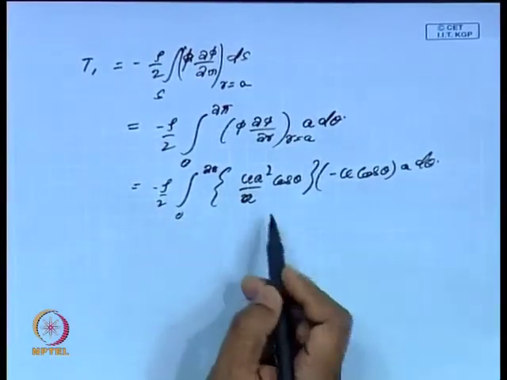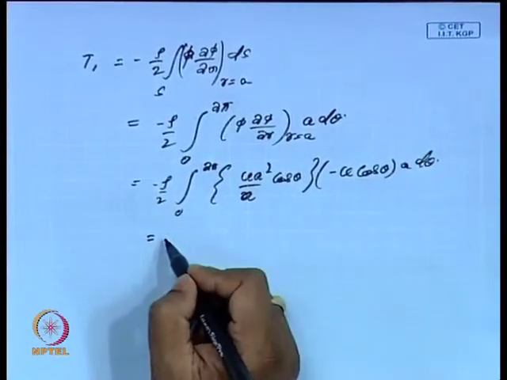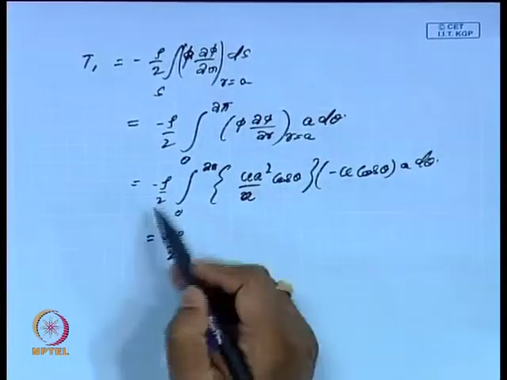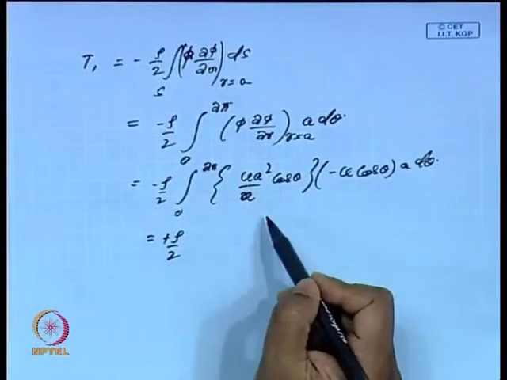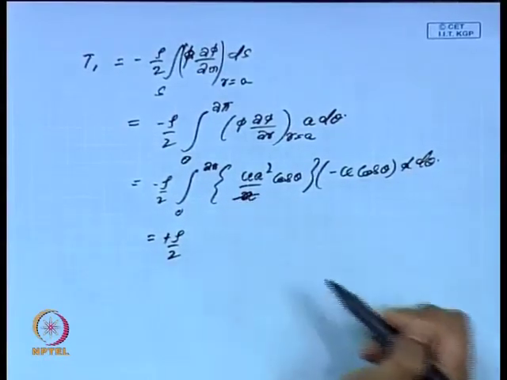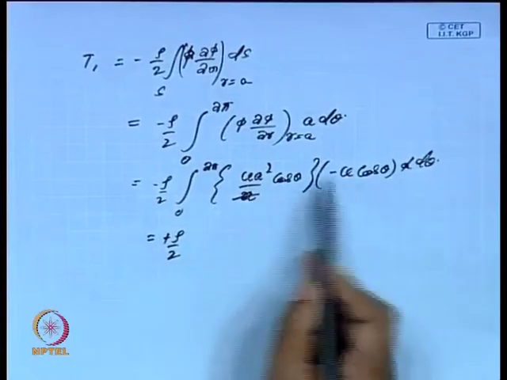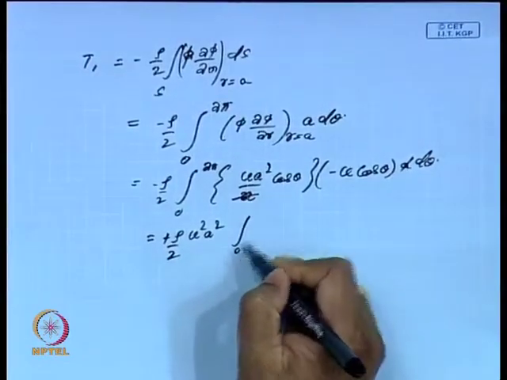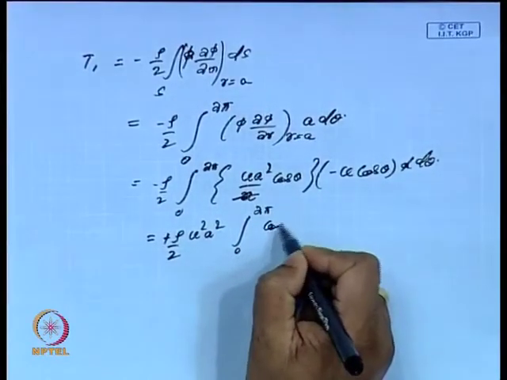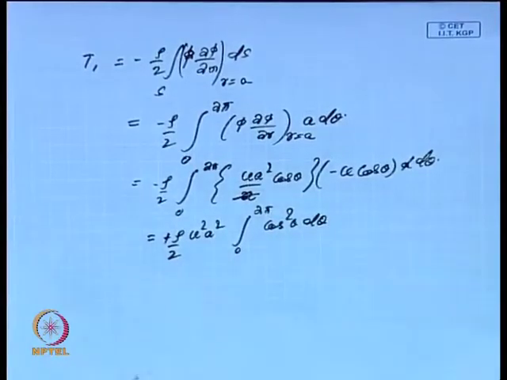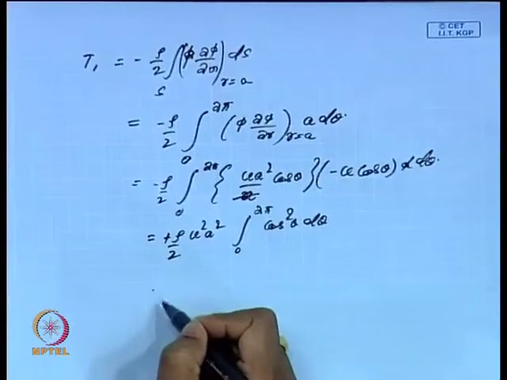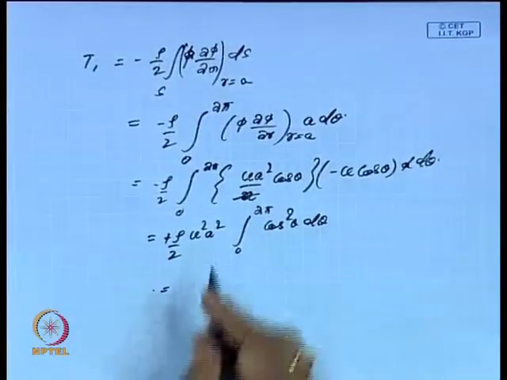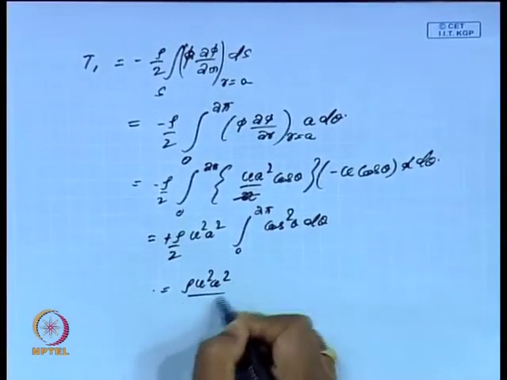If I simplify this, I can easily get minus, rather plus, rho by 2. The a is cancel, and that will give me u square a square, and then from 0 to 2 pi I have cos square theta d theta, and that will give me rho u square a square by 4.